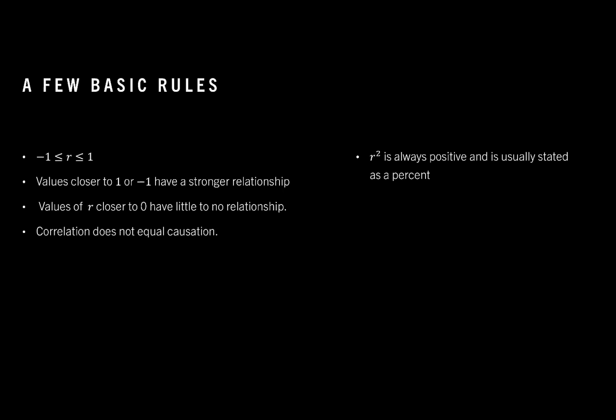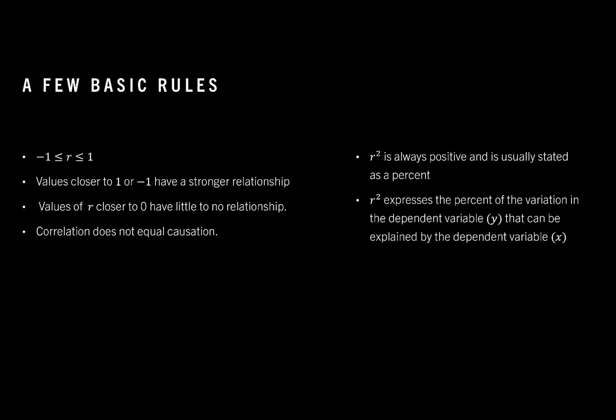When we look at R squared, we will get a positive value, or in rare cases, we might get R squared equal to 0. We state R as a decimal, but we're going to state R squared as a percent. R squared expresses the percent of the variation in the dependent variable y that can be explained by the independent variable x. We'll get more into that as we look at examples.